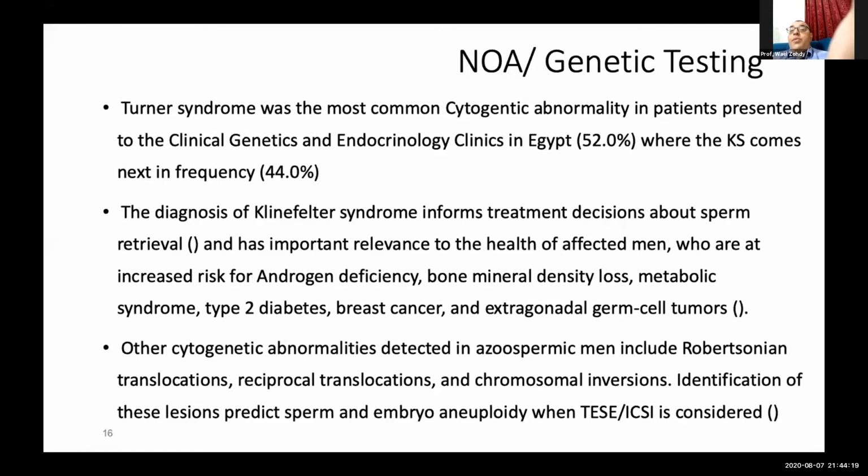Turner syndrome was the most common one, especially for patients visiting the endocrinology clinic rather than the infertility clinic. The diagnosis of Klinefelter also offers some challenges because those patients are at a higher risk of androgen deficiency, osteoporosis, metabolic syndrome, type 2 diabetes, breast cancer, and germ cell tumors. Other cytogenetic abnormalities detected in azoospermia include translocations. These translocations are balanced, but whenever we do ICSI, these balanced translocations may result in embryo aneuploidy and may result in ICSI failure.